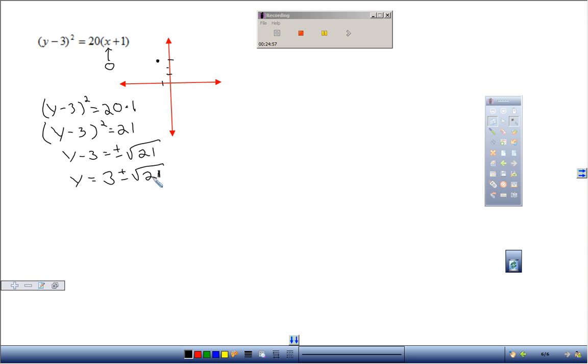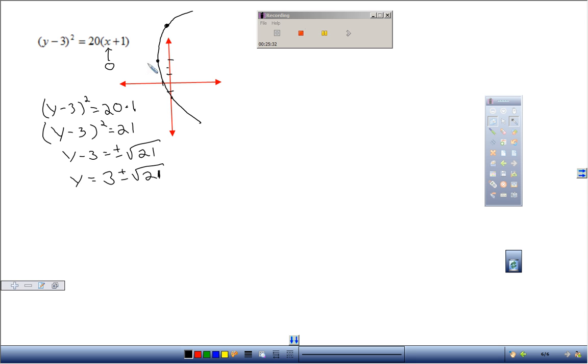The square root of 25 is 5, so the square root of 21 is something less than 5, like 4 point something. So 3 plus 4 point something would be one of your y-intercepts, like 7 up here or something. And 3 minus 4 point something would put you at negative 1 point something. Since this number is a big number, this is going to be a fat parabola, kind of going like that. That's not very symmetric, but you get the idea.